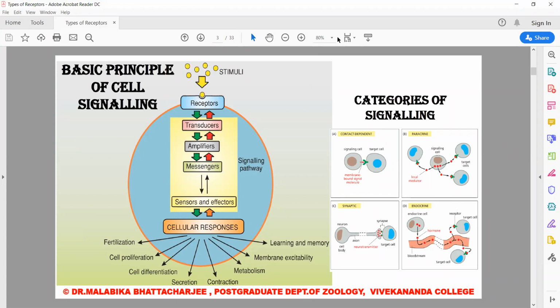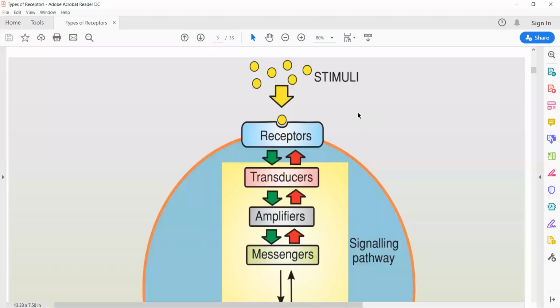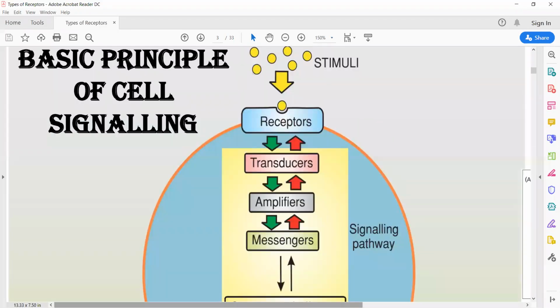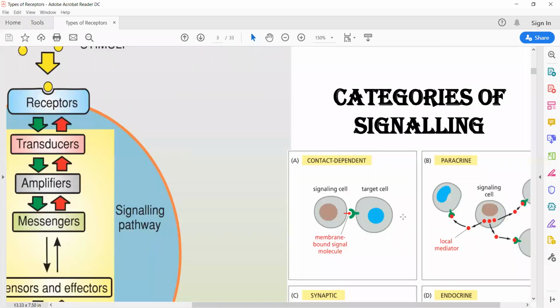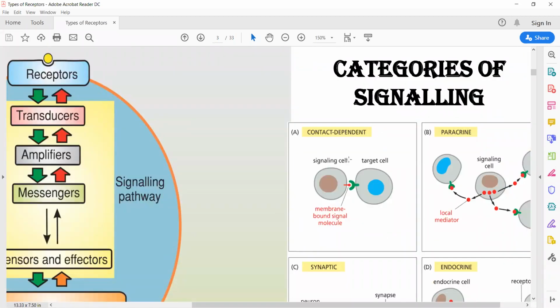See, this is the contact dependent signaling. Let's magnify this image, and you can see this particular signaling. See, the ligand is bound to the membrane. So the stimulus is bound to the membrane. The stimulus is not released, and the bound stimulus now activates the bound receptor on the target cell. That means the stimuli is not released into the medium.